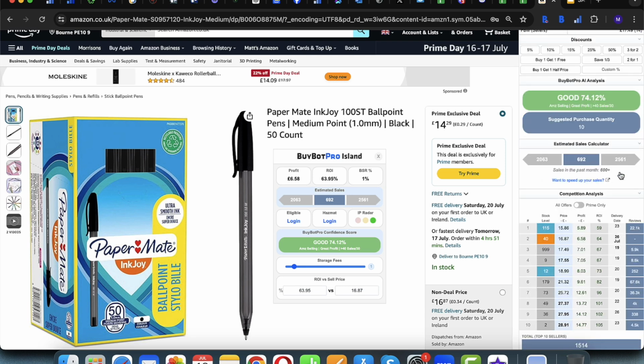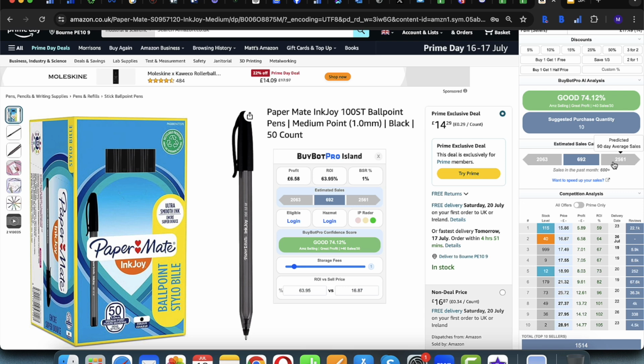So what we have to begin with is the estimated sales calculator, right? So this tells us current sales for the item based on the last 30 days, and if we hover over that, we get a little pop-up which tells us monthly sales for the item over the last 12 months. What we then have is the previous 90-day average sales for the item, and then using this data combined with inbuilt algorithms that it has, it then basically predicts the average sales for the item over the next 90 days.